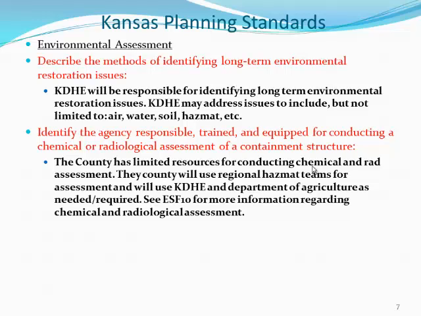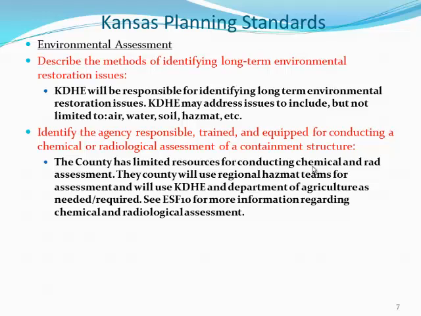The next item asks you to identify the agency responsible, trained and equipped for conducting a chemical or radiological assessment of a contaminated structure. Primarily we think of radiological events being associated with, say, Wolf Creek Power Plant. However, a lot of hospitals and other organizations have small amounts of radioactive material, so if there is some sort of contamination, you should at least have that discussion and identify where that material is located now and what you may be able to do to respond to that type of incident.